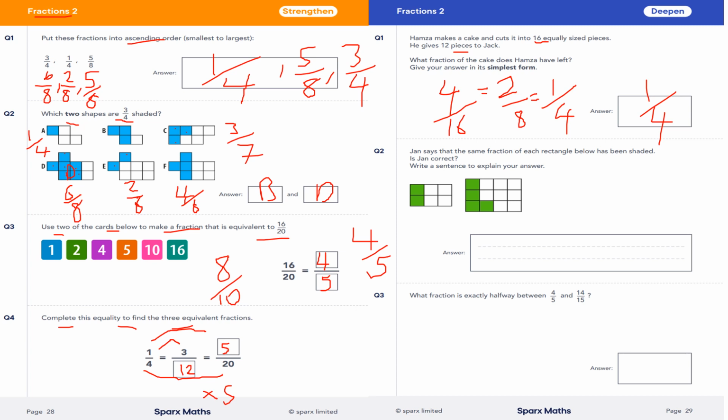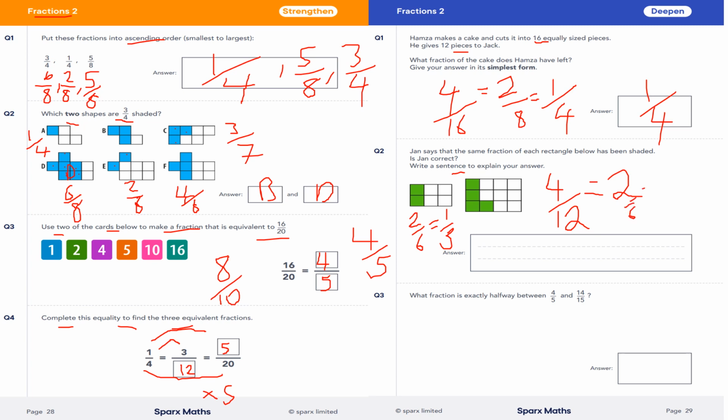So question number 2. Jan says that the same fraction of each rectangle below has been shaded. Is Jan correct? Write a sentence to explain your answer. So that's going to be equal to 2/6, which is equal to 1/3. And what does the other equal? Well, that will equal 4/12. Divide top and bottom by 2, and I'm going to get 2/6. Divide top and bottom again by 2, and I get 1/3.